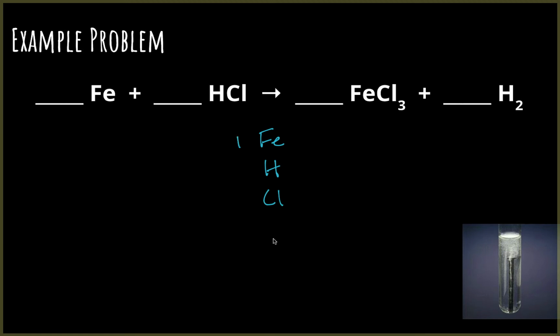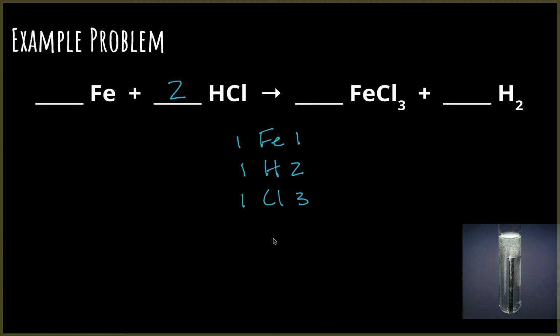I have 1 of each on the left: 1 Fe, 3 Cl, and 2 H's on the right. Okay, so this one's going to be a little more challenging because it's not going to be as easy of a fix. So for this one, to fix my H's, maybe start with that one. I'm going to put a 2 in front of the HCl.